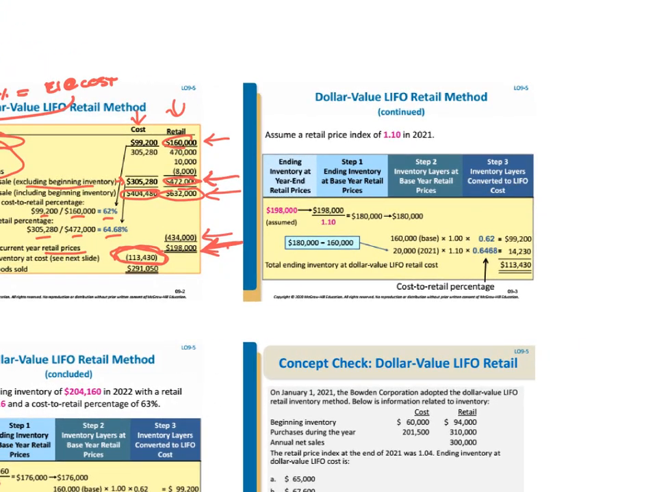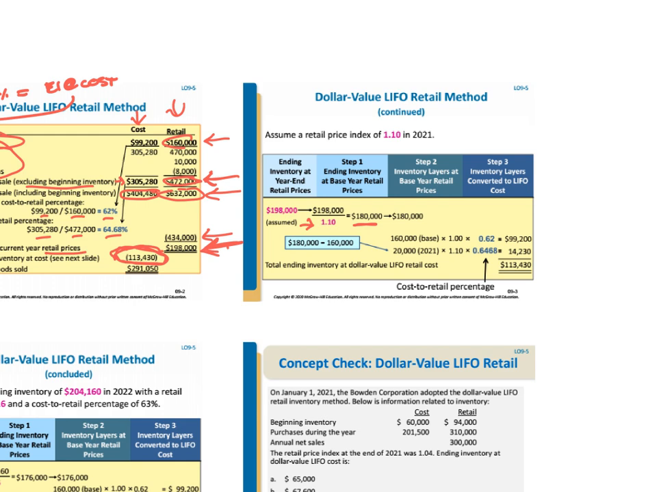Take that $198 and divide by the retail price index. In chapter 8, we talked about where indices can come from. Right now, you can assume that that's given for you. So we take $198 divided by the retail price index, and this produces for us the ending inventory at retail prices at base year prices.